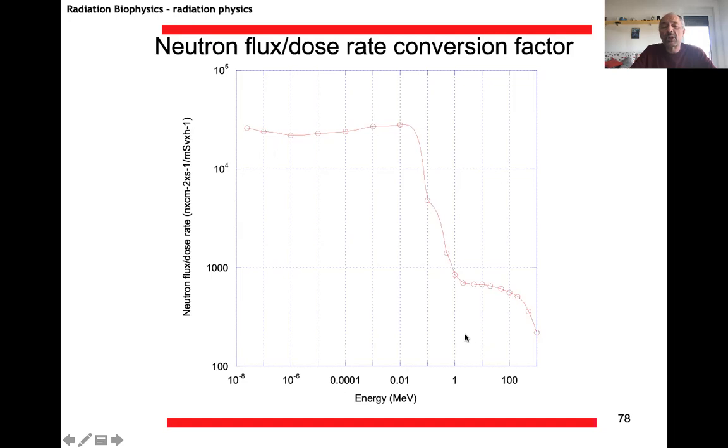So the conversion, especially for fast neutrons, is very poor, because their interaction is not so common. Having a high flux of neutrons does not necessarily mean that you have a high dose. In fact, it does not.